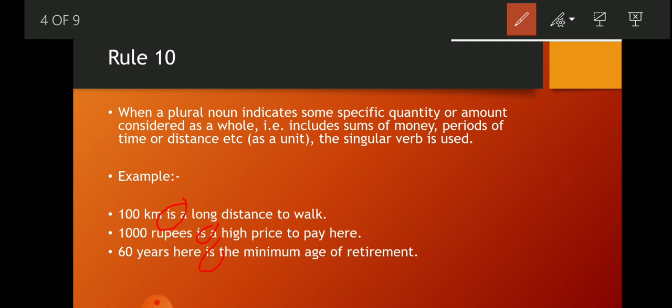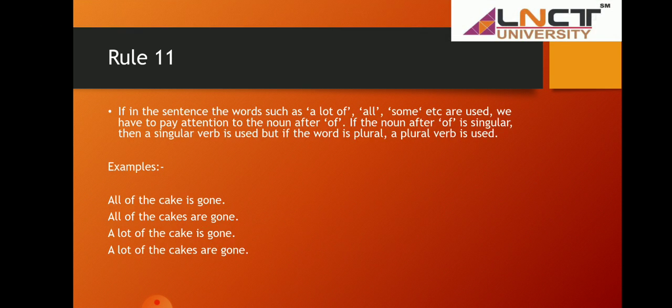Now coming to the rule number 11. If in the sentence the words such as a lot of, all, some, etc. are used, we have to pay attention to the noun after of. If the noun after of is singular, then a singular verb is used. But if the noun is plural, a plural verb is used. For example, all of the cake is gone. All of the cakes are gone. A lot of cake is gone. A lot of cakes are gone.